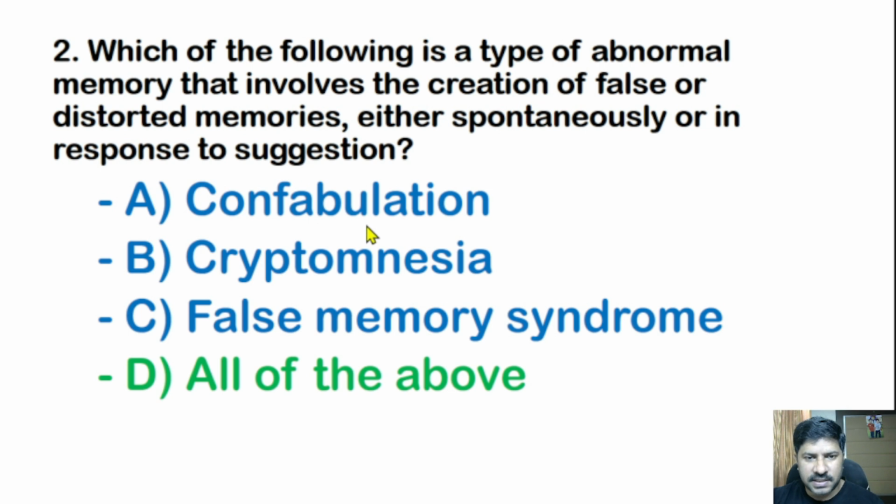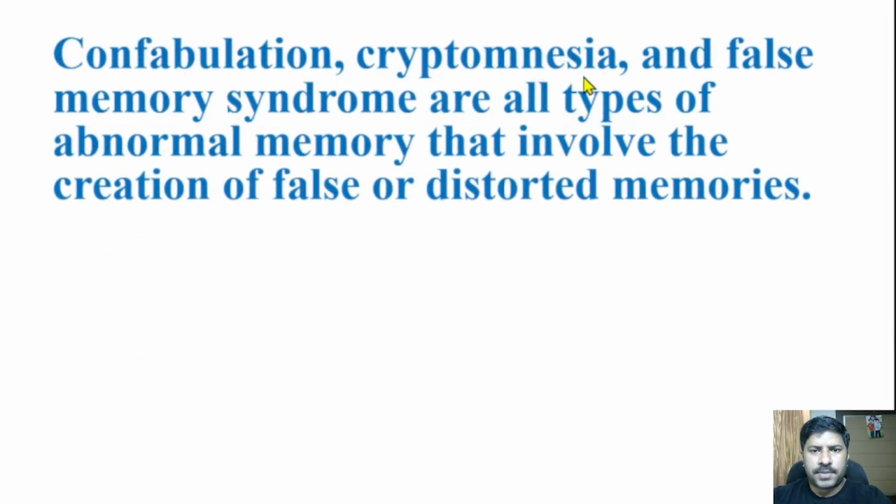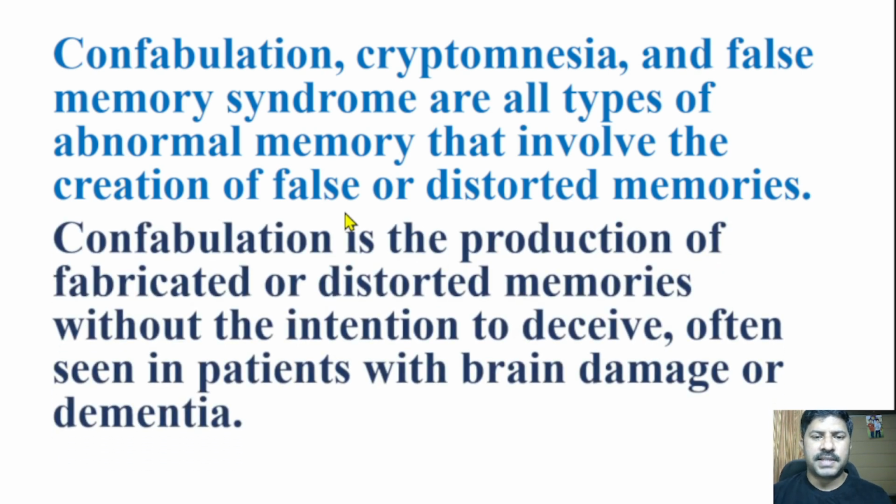We will see what confabulation is, what kleptomania is, what false memory syndrome is, and the differences. Confabulation, kleptomania and false memory syndrome are all types of abnormal memory that involve the creation of false or distorted memory. We will see each one, then you will identify the difference between the three. First, confabulation: it is the production of fabricated or distorted memory without the intention to deceive, often seen in patients with brain damage or dementia.